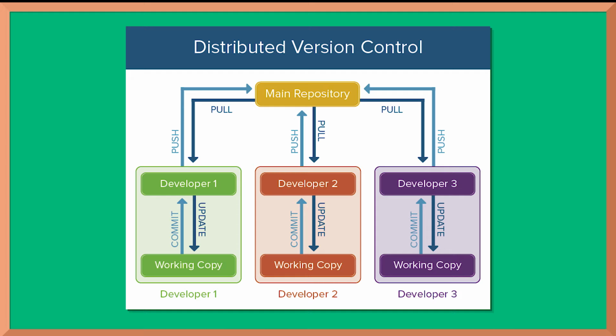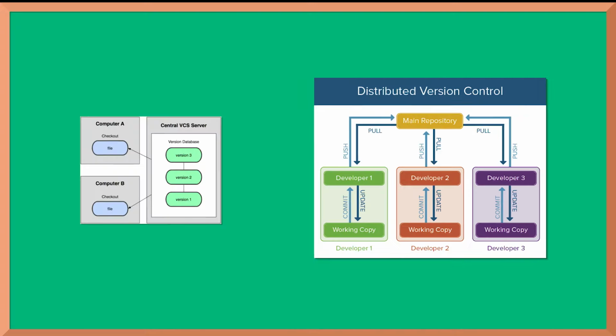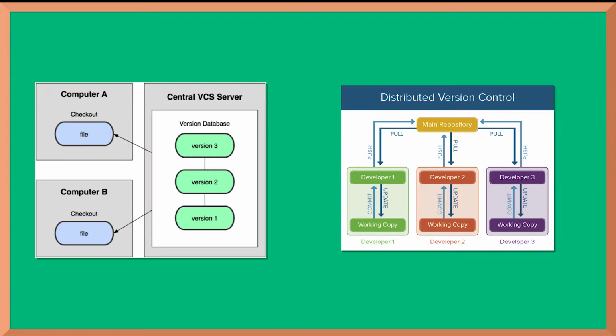The only time they need to be online with the server is when they are going to publish their changes to that server. So it allows you to work offline, and whenever some changes have been made, you can come online and push your changes to the server. That's the major difference between centralized and distributed version control systems.